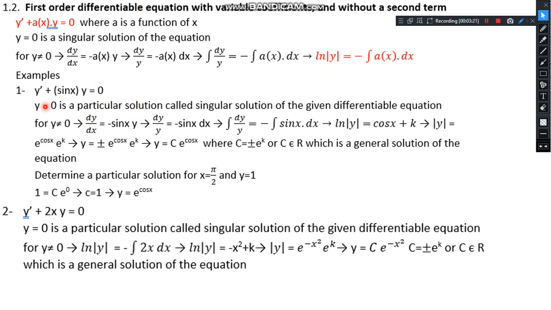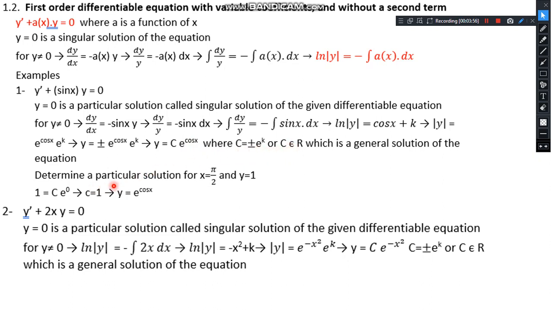So first of all, y equal to 0 is a particular solution. If y is not 0, directly you can go here. So ln y equals minus the integral of sine x. Minus the integral of sine x, directly you can write it, so it will be cosine x plus k. So if you remove the absolute value, you say y equals e power cosine x plus k, and you can split it, and y equals plus or minus e^cosine x times e^k. So plus or minus e^k is a constant c, so the answer is y equals c e^cosine x, where c is a real number.